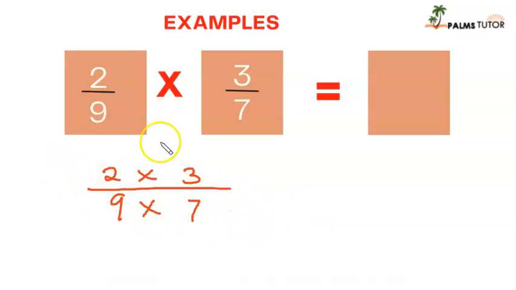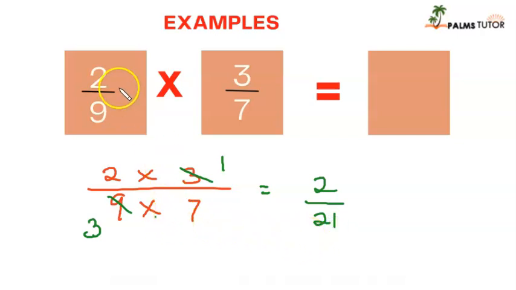Okay, so 3 here. 3 is a factor of 9. So I can say 3 here 1, 3 here 3. Is there any other simplification possible? No. So I now have 2 times 1, which gives me 2. This is now 3 times 7, which gives me 21. So what that means is that 2 over 9 times 3 over 7 is 2 over 21.